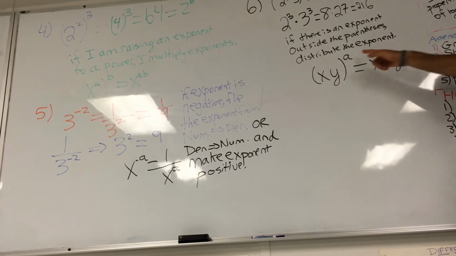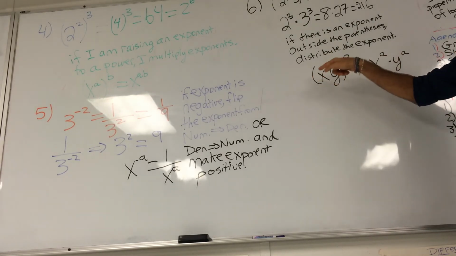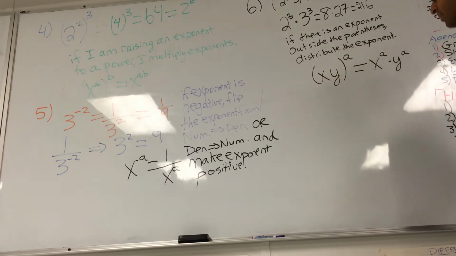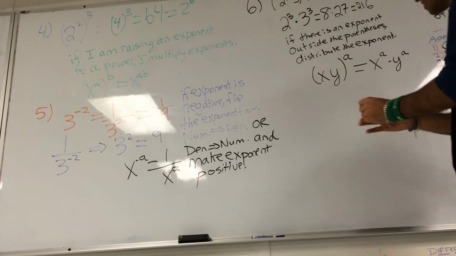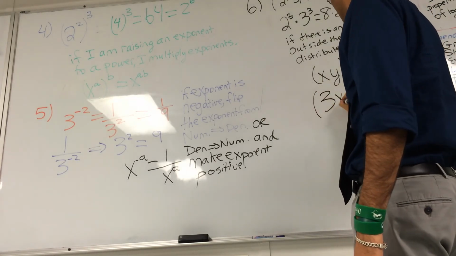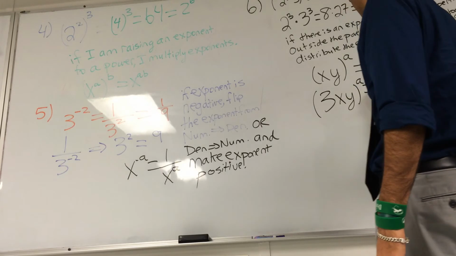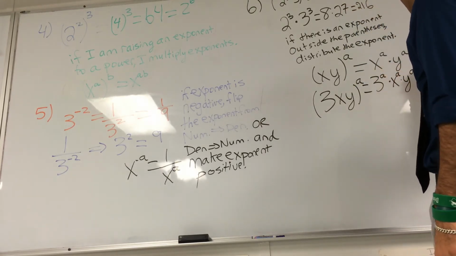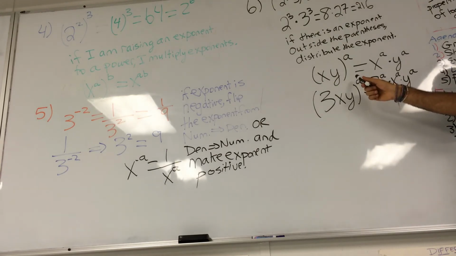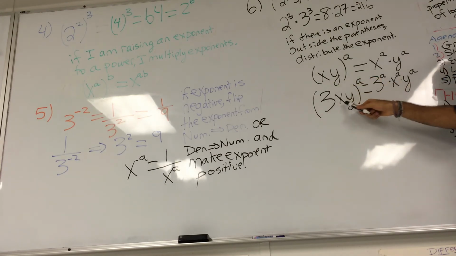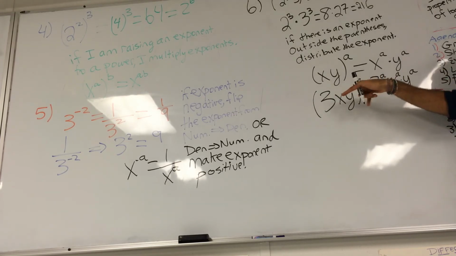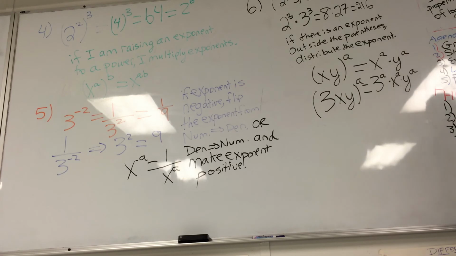And you must distribute this a to like every single term in the parentheses. So if I had 3xy, let me write this. Another way to write the rule is if I had this, the a must be distributed to each term. You don't just do it to the variables. You do it to every term. Whether it's variable or number, it doesn't matter. Questions?